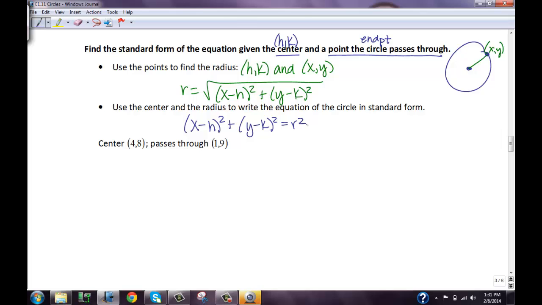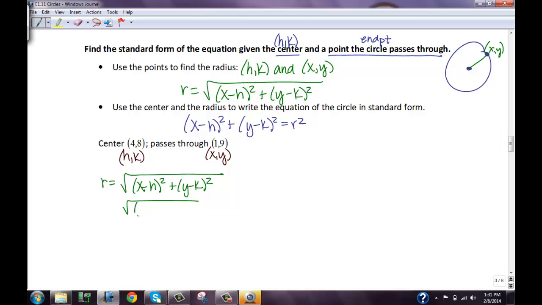Okay, so let's look at one. This one, it tells us our center. Since we know our center, I'm going to go ahead and label this as (h, k). And it passes through this point (1, 9). So I'm going to call that my (x, y). So the first thing I need to do is find my radius. My radius is equal to the square root of (x minus h) squared plus (y minus k) squared. Remember, this is just the distance formula. I just plugged in (h, k) since that's what we always call our center point.